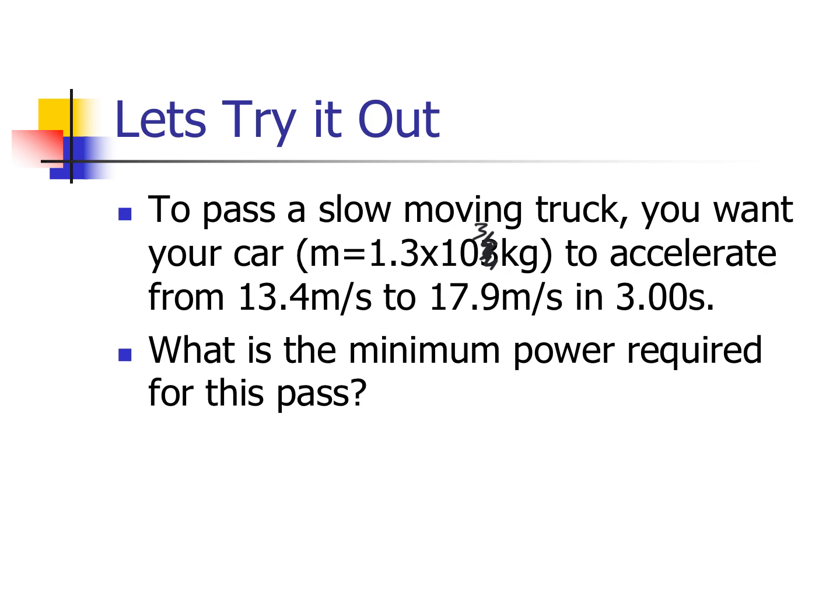So let's try a couple problems out. To pass a slow-moving truck, you want your car to accelerate from 13.4 meters per second to 17.9 meters per second in 3 seconds. What is the minimum power required for this pass?